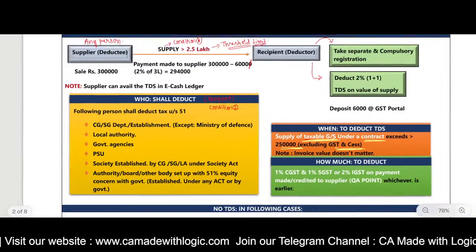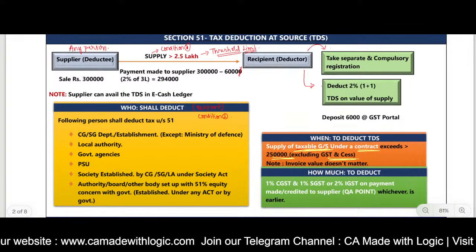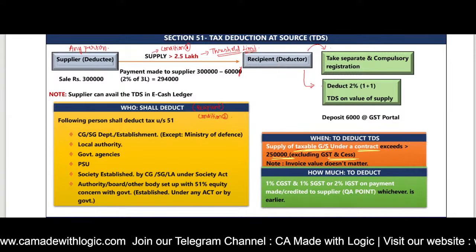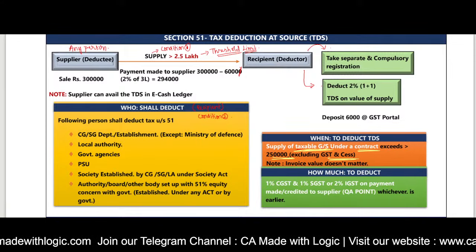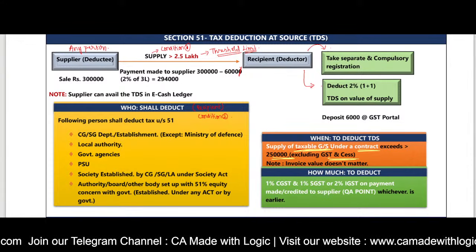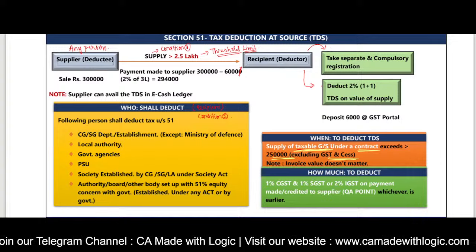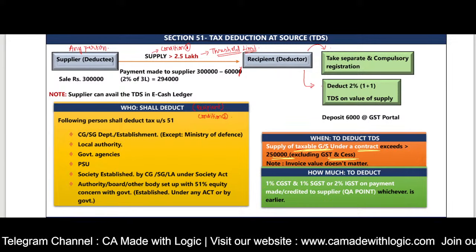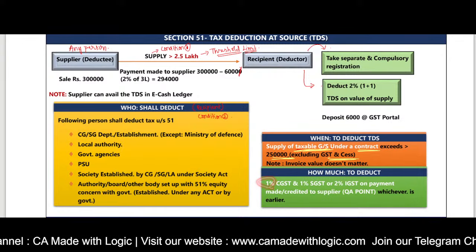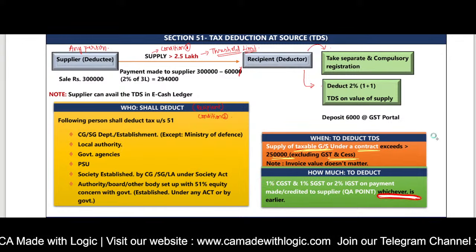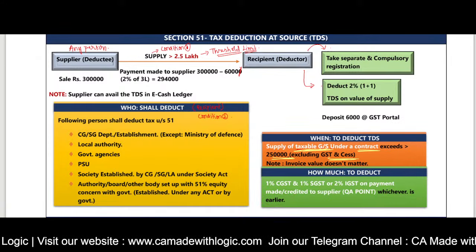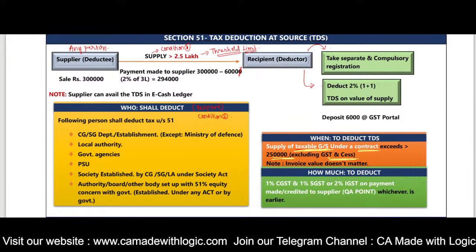We have learned the same way in income tax also. There is one threshold limit, there is a section number, and how much TDS you have to deduct. On what value you have to deduct, and at what point of time you have to deduct. Everything is covered similarly in GST as well. Here comes 2.5 lakh rupees, the threshold limit, greater than 2.5 lakh rupees. Then how much percentage you have to deduct. At what point of time: while making the payment or crediting to the supplier, whichever is earlier. So all three points have been covered.